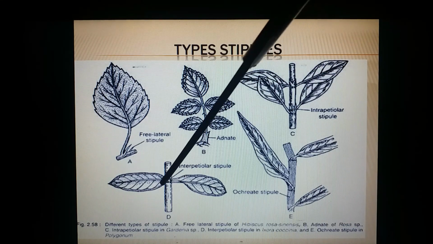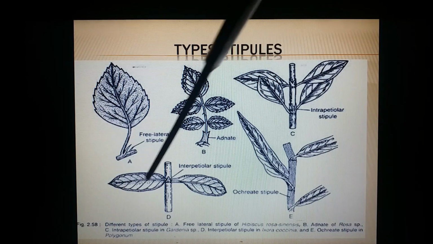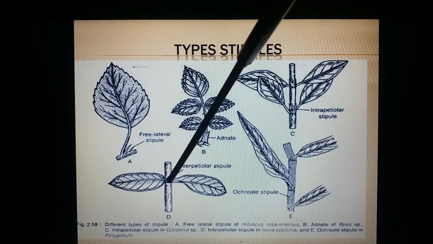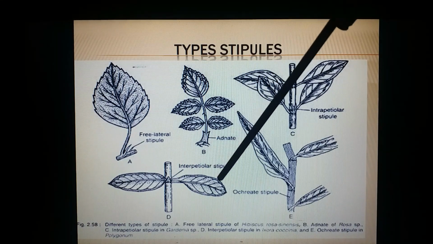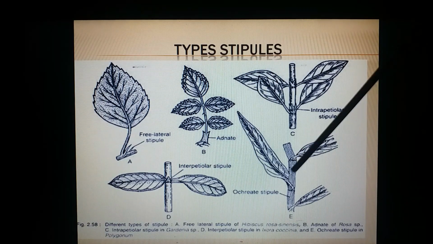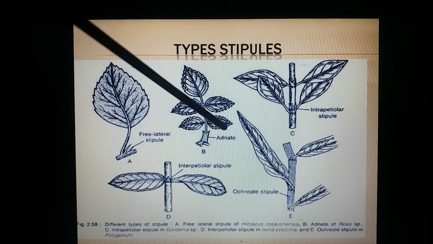The stipules fuse and lie in the center of the stem, in between the two opposite leaves, and this is called interpetiolar stipules, in the case of Ixora. The stipules fuse, forming a tubular structure protecting the internode, and are called ochreate stipules, in the case of Rumex and also Polygonum.